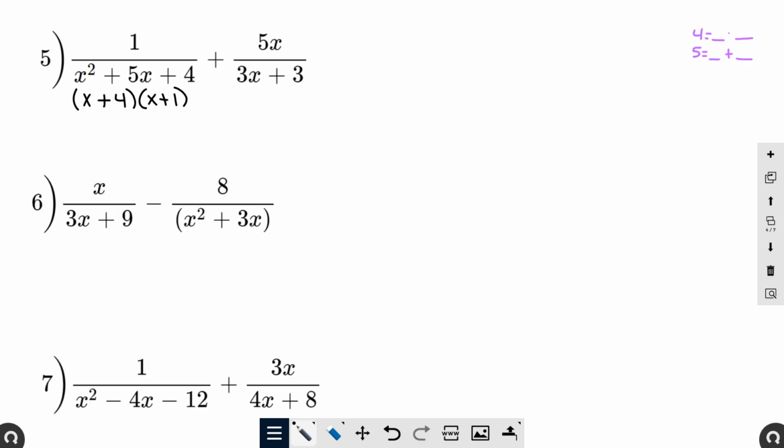Now, the next denominator, we want to factor it as well. Take out a 3. Good. And I'm left with what? X plus 1. So now that you factored your denominators, now we're on to step 2. What's step 2 say? We got to multiply the fractions to get the common denominator.